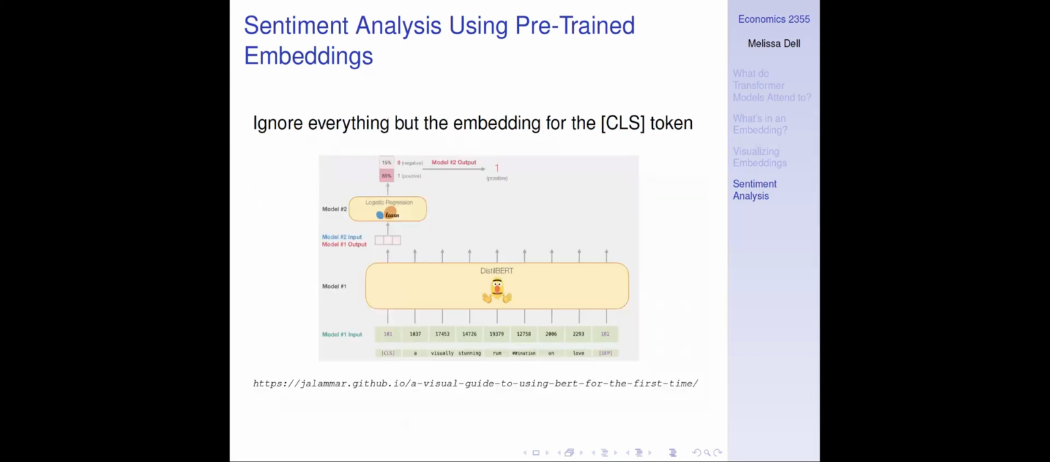Okay, and so we want to ignore everything but the embedding for the class token, right? Because if you remember how we talked about how BERT was trained, that class token is producing the embedding for the sequence of text that follows it. So we don't need the word embeddings. We can throw those out. We just care about the output of that class token.